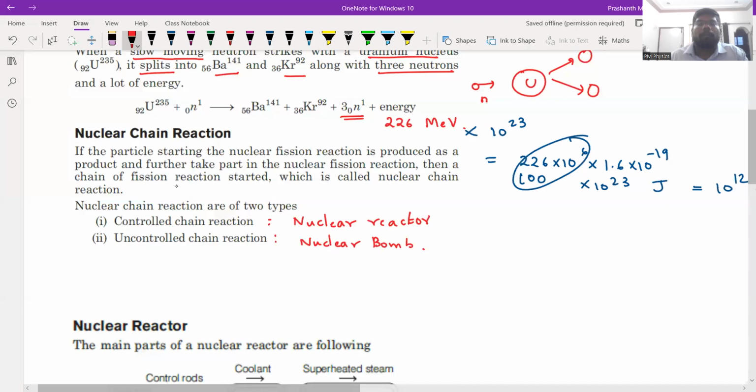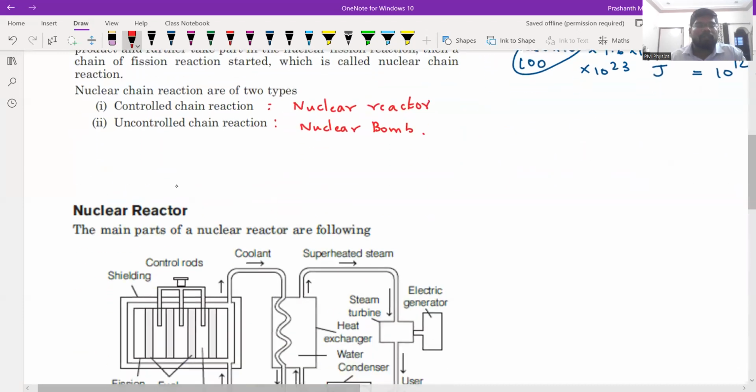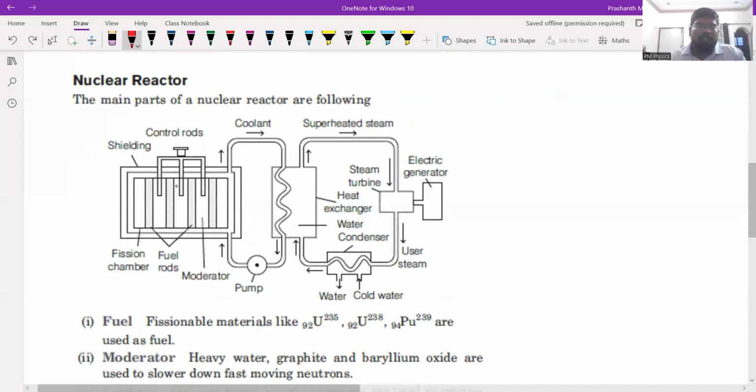Now, how do we make a nuclear reactor? What are the main parts of the nuclear reactor? Just a theoretical part, nothing much to see here. Basically, this is a chamber. What things are there in this chamber? See this red part I'm shading now, these are the nuclear rods. The uranium fuel is there, and it is kept in a shielding. And in between, the control rods are there.